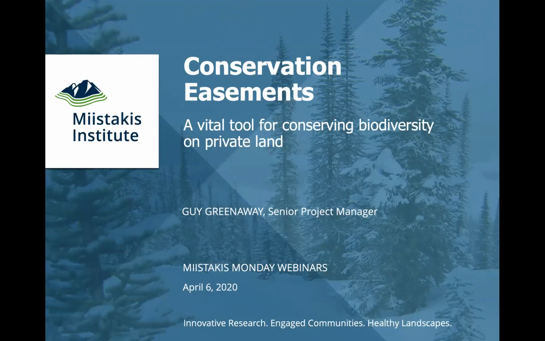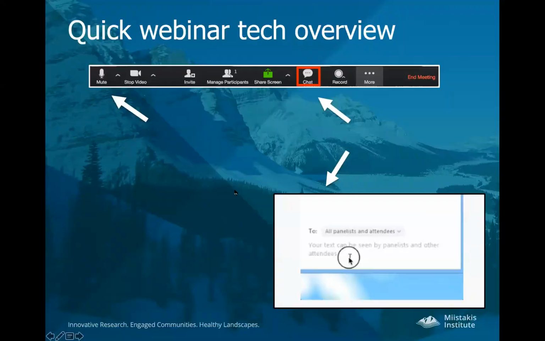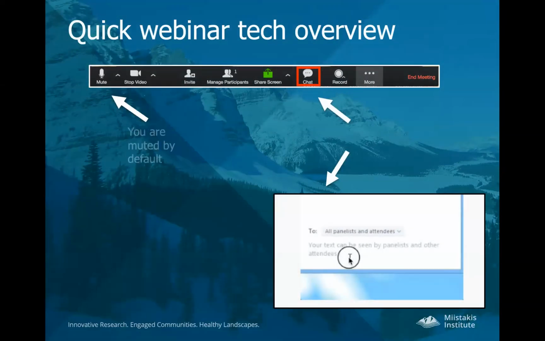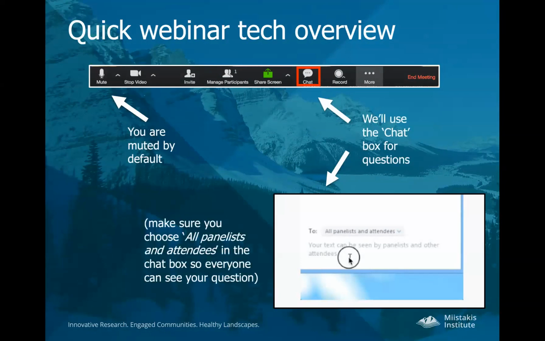Just as a slightly different approach to the start, I thought I would give everybody an indication of the tech pieces that we're going to use. So you're muted by default, and you can see that with the navigation bar that comes with Zoom. And we're going to use the chat box for questions. So if you don't have that up, make sure that you get that up. And I'll also note down at the bottom here, make sure that in your chat box, you've chosen all panelists and attendees so that everyone can see the questions that you send.